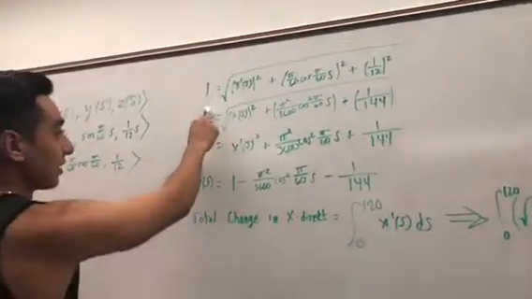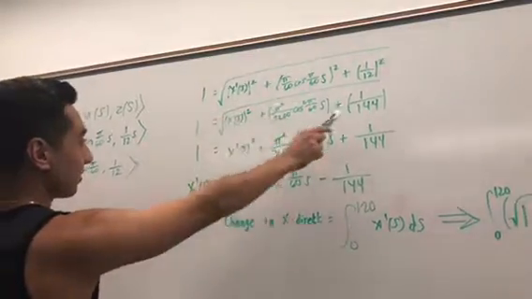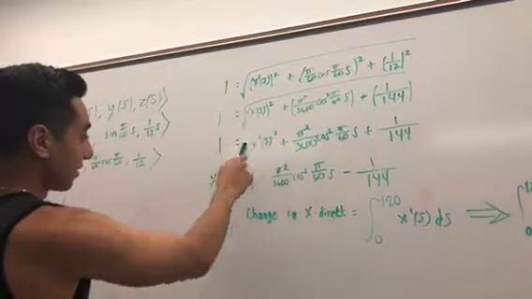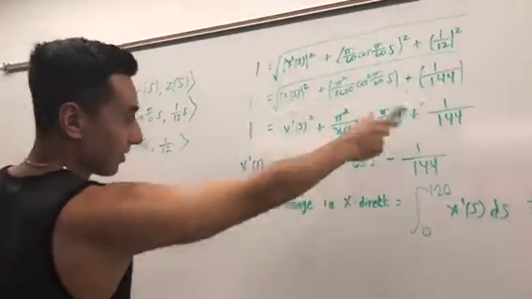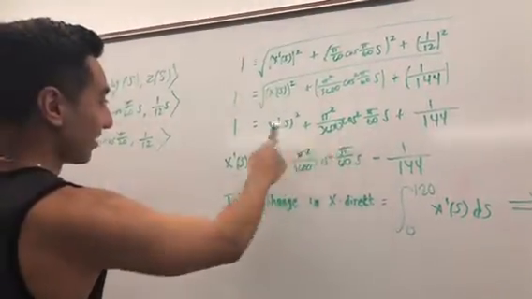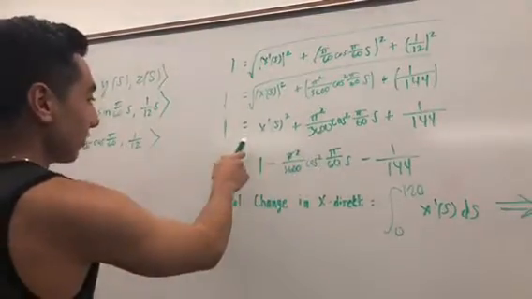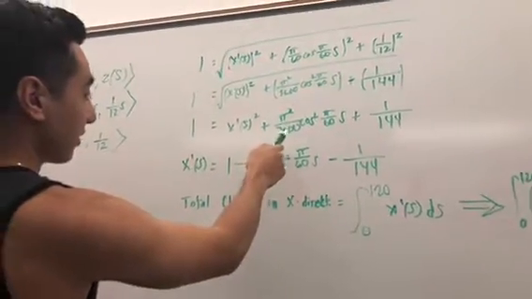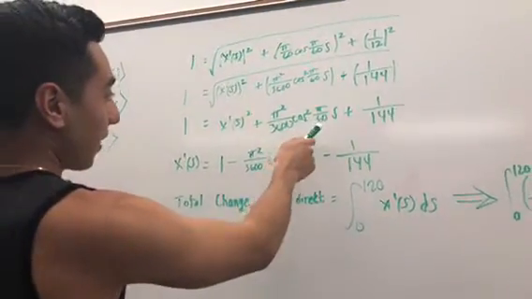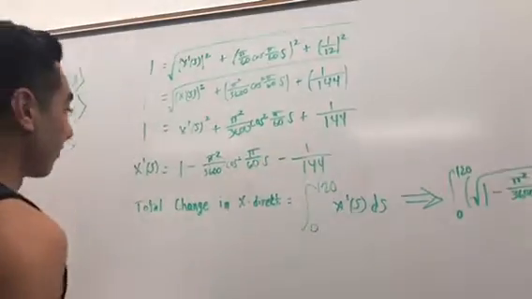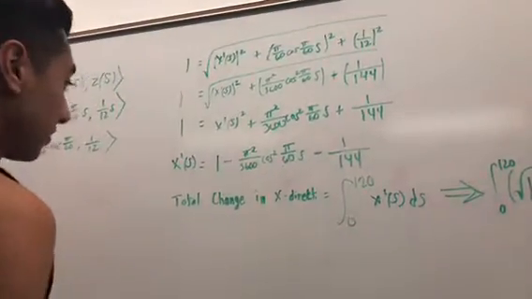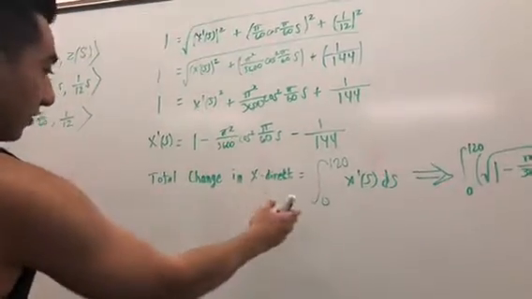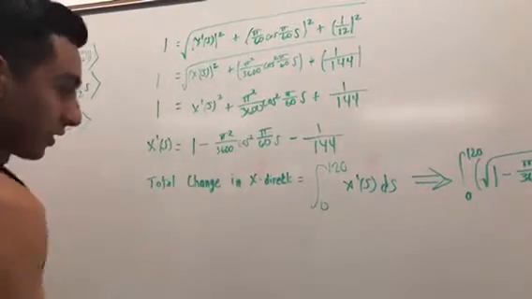When we set it equal to 1, we take the magnitude of our derivative here, and it simplifies down to this. Here's all the math. We get 1 equals x prime of s squared plus pi squared over 3600 cosine squared of pi over 60 s plus 1 over 144. And so to find the total change in the x direction, that'll give us the straight line distance.